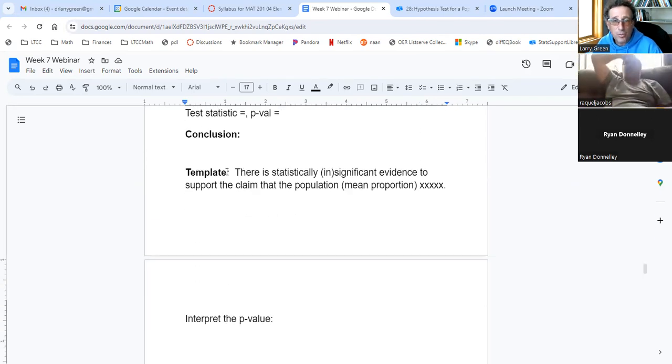So the first template was quick. There is statistically significant or insignificant evidence to support the claim that the population, it'll either be mean or proportion, and then it'll be what your H1 is. Okay. XXX means don't put a bunch of X's, please. That means you're going to put in whatever is relating to what the study was.